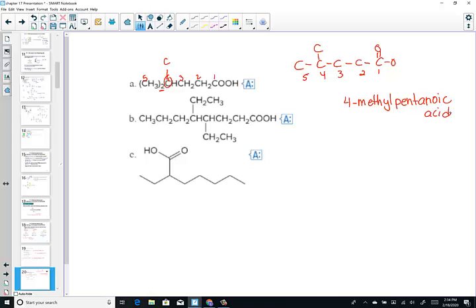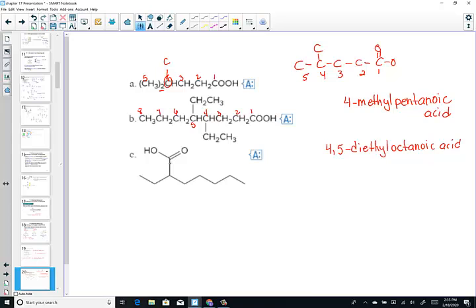How about letter B? 1, 2, 3, 4, 5, 6, 7, 8. The longest carbon chain that contains the COOH is an octanoic acid. Well, carbon 4 and carbon 5 both have ethyl groups. How about 4,5-diethyl octanoic acid?